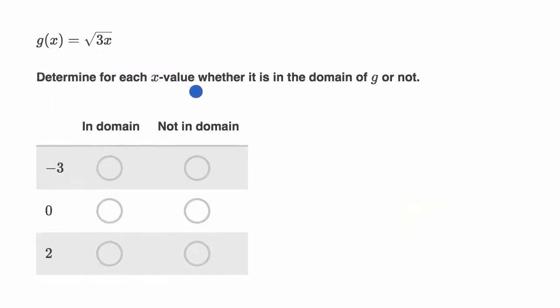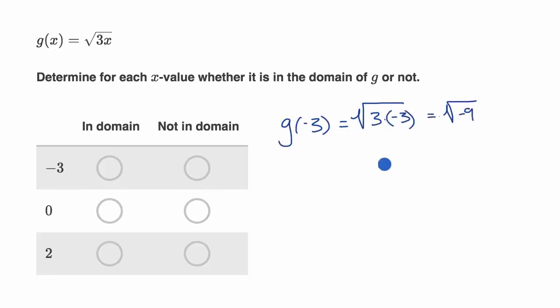Determine for each x value whether it is in the domain of g or not. So pause this video and try to work through all three of these. All right, so first of all, when x equals -3, do we get a legitimate g of x? So let's see, g of -3, if we try to evaluate, that's going to be the square root of 3 times -3, which is equal to the square root of -9. Well, with just a principal square root like this, we don't know how to evaluate this. So this is not in the domain.